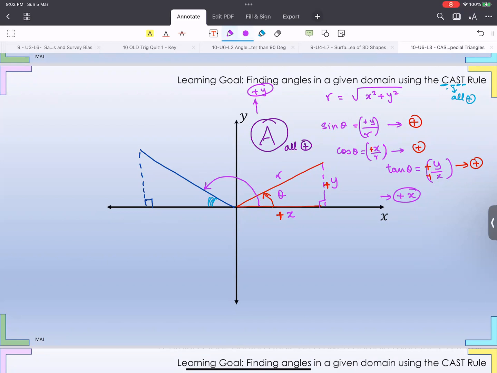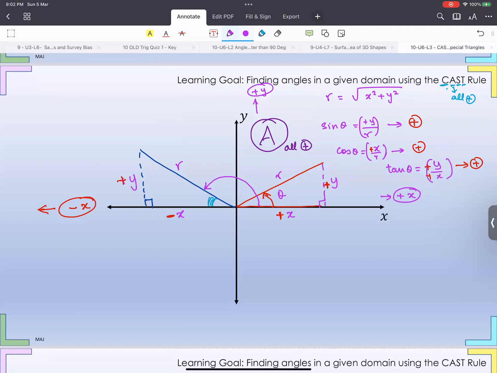What happens to x? X is negative. I'm using red here to emphasize that. Why is x negative? Because this is the negative x direction. So x is going to be negative, and the y value is going to be positive. Why is y positive? Because this is the positive y direction. And r, as usual, is the square root of x squared plus y squared, and that's always going to be positive.